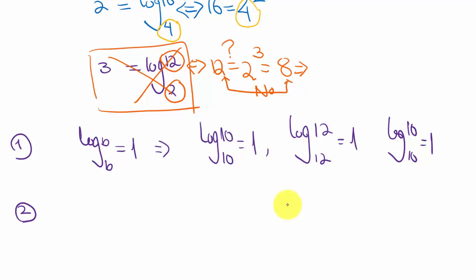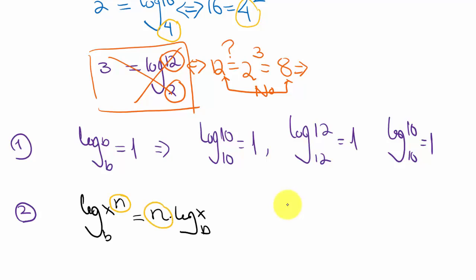The second property, we studied that if you have a power here, log of x to the power n in the base of b is equal to what? n log x in the base of b. What we do here is we move this n to the front of the logarithm, right?